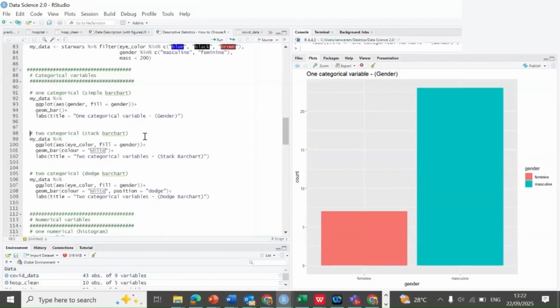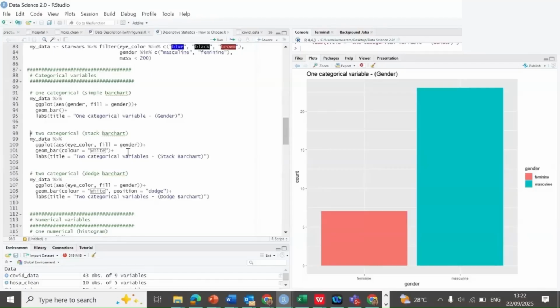So stack is from the word stack, which means one thing up on top of another. So that's what a stack bar chart means. Whereas a dodge bar chart means one thing beside another. So let's look at a stack bar chart. So here we have eye color and gender.